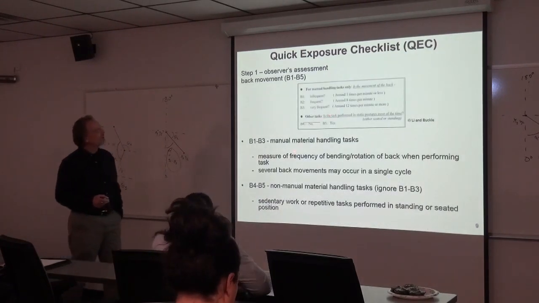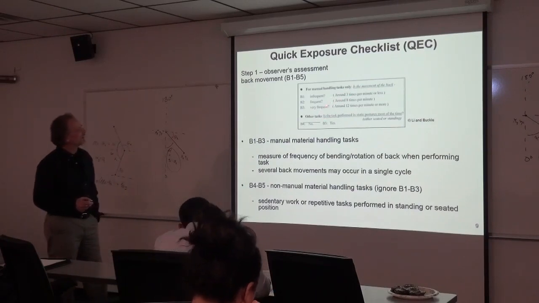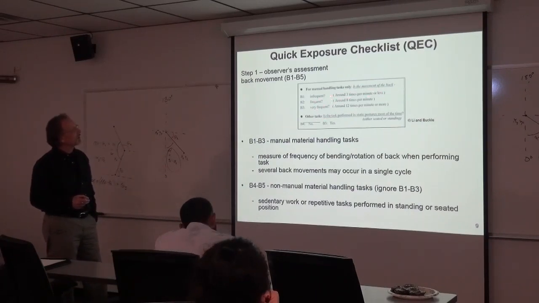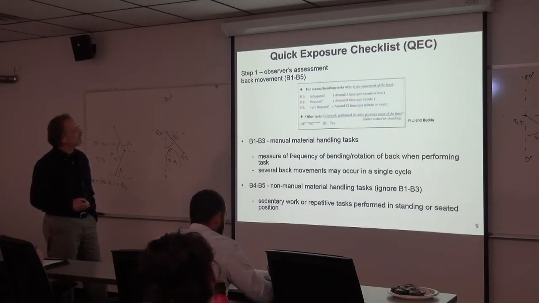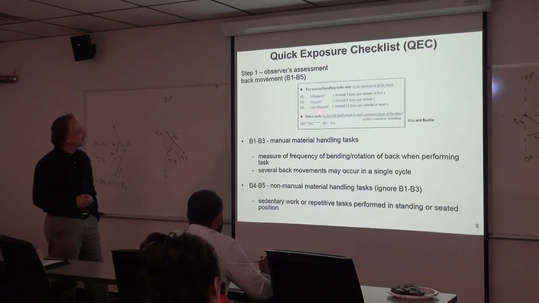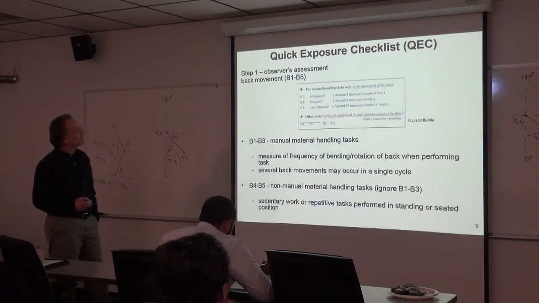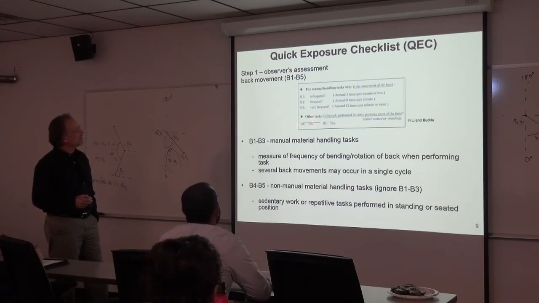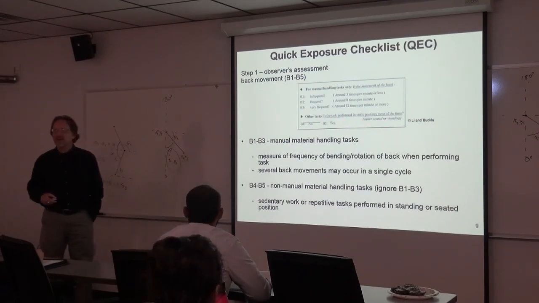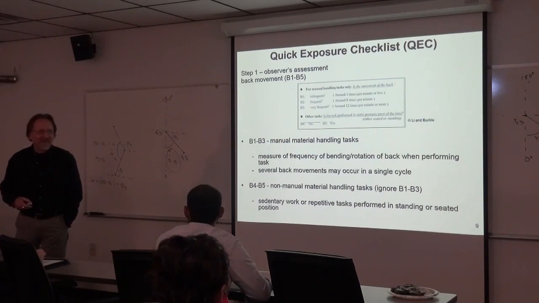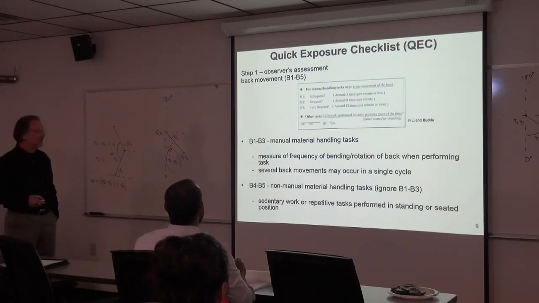Back movement is B1 through B5. Now, this you can measure easily. 3 times per minute or less, 8 times per minute, 12 times per minute or more is a B1, B2, or B3. And then you have to give it, is the task performed in static postures most of the time? If it's a no, you get a B4. If it's a yes, you get a B5. So you have to observe long enough to see whether or not it's predominantly, and it's not defined, but predominantly is, static posture.